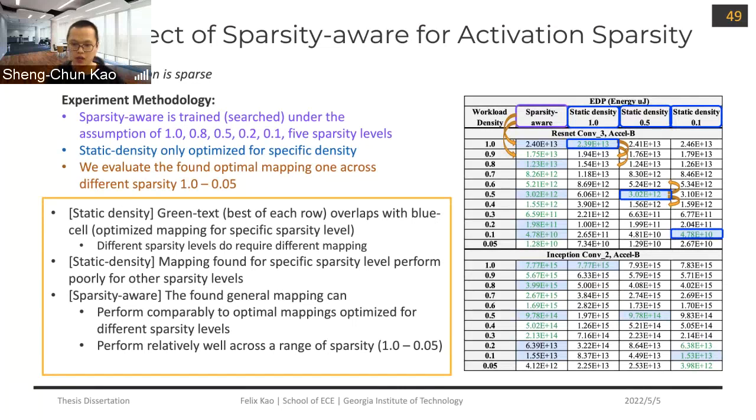Here we can see that the sparsity-aware approach found one fixed mapping that can perform generally well across a range of sparsity levels from 1.0 to 0.01. I just want to mention we use this sparsity range because the DNN workload sparsity range is in this range. A good follow-up work is to see how this technique can perform on other types of workloads, such as high-performance computing.